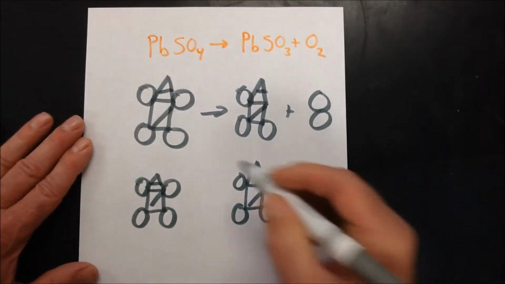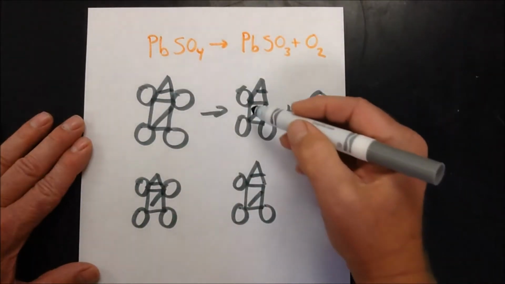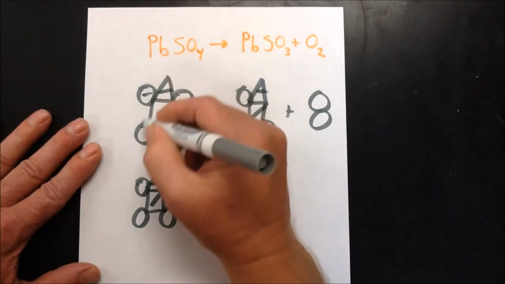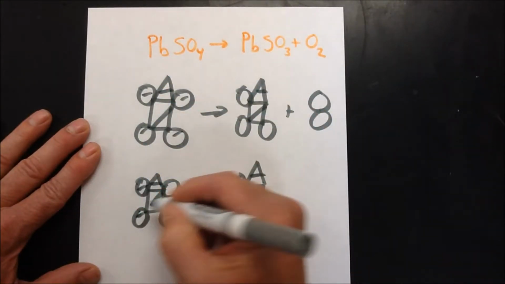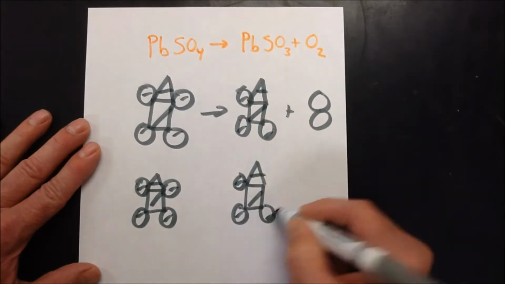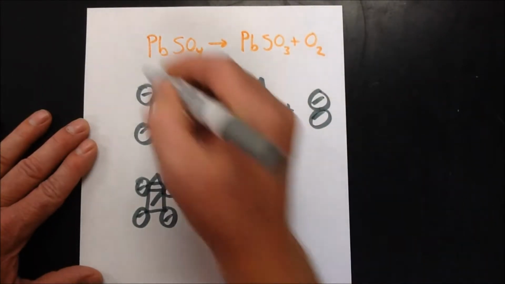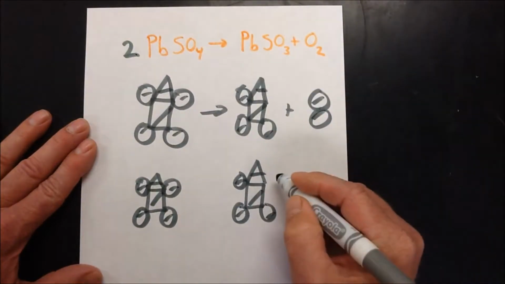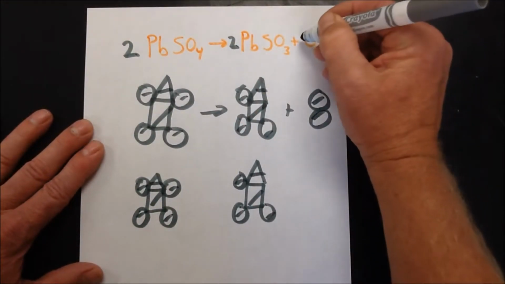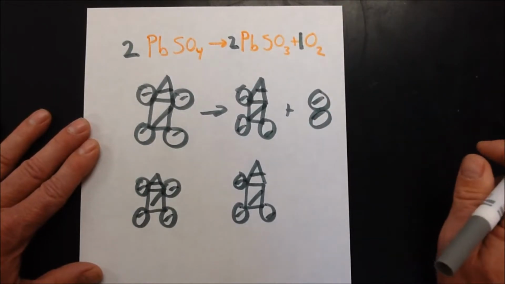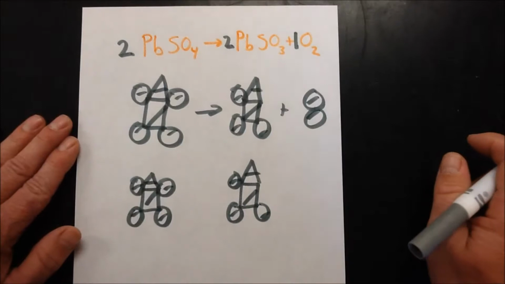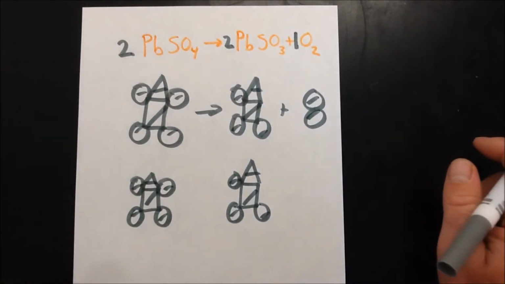Now let's count up the circles. I've got 8 of them here, and here I've got 3, 6, 7, 8. So those balance as well. 1, 2, 3, 4, 5, 6, 7, 8. Over here, 1, 2, 3, 4, 5, 6, 7, 8. So this balances: 2 of those. We'll make 2 of those when it decomposes according to this reaction, and 1 O2. So my coefficients, or my ratio here, is 2 to 2 to 1 as the equation is written.